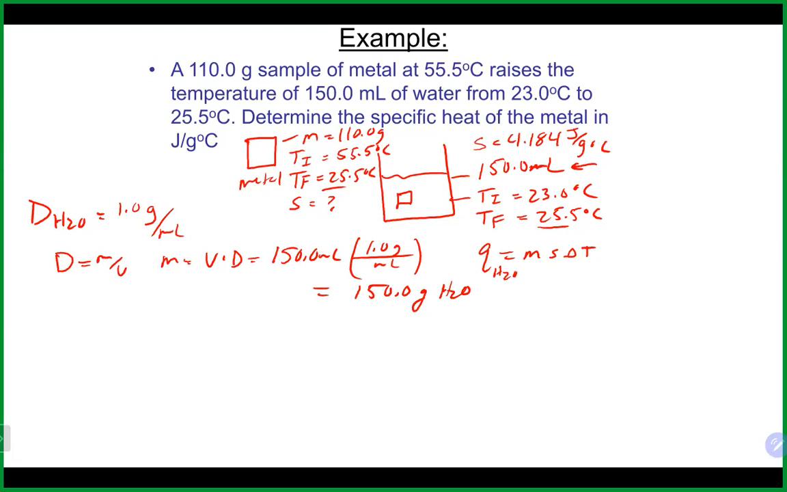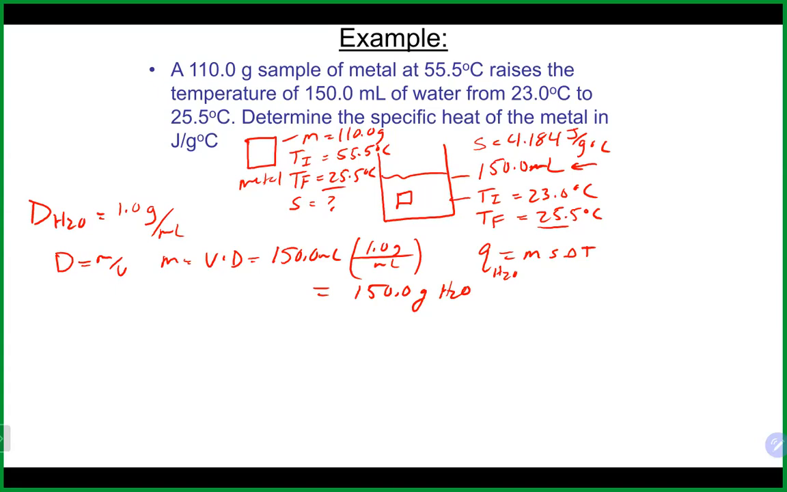And that energy, is it being absorbed by the water, or is it releasing energy in this case? The water should be absorbing the energy, right? Because our metal here is starting at 55 degrees, which is hotter than the 23 degrees that our water started at. So the heat transfer here is going to go from the metal that's hotter into the water that is cooler. And that's why we see the water's temperature increase in that situation.